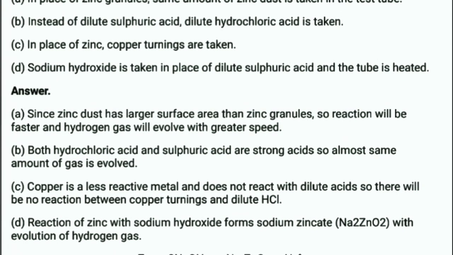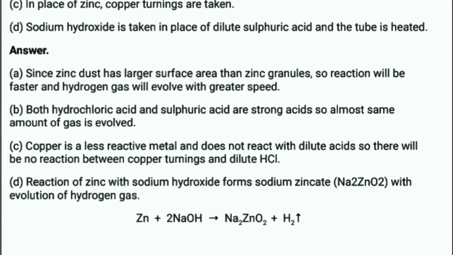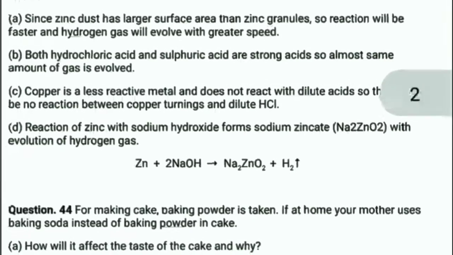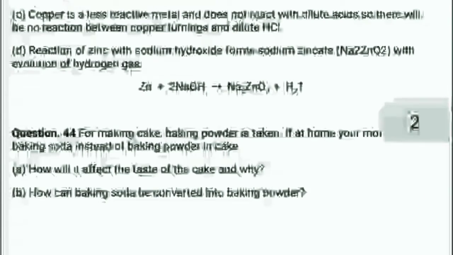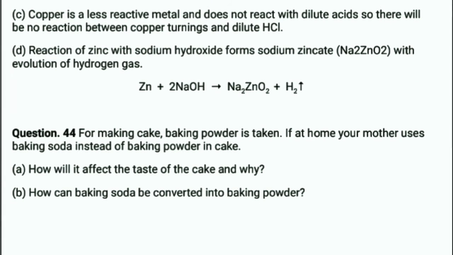Answer: Since zinc dust has a larger surface area than zinc granules, the reaction will be faster and hydrogen gas will evolve with greater speed. Both hydrochloric acid and sulfuric acid are strong acids, so almost the same amount of gas is evolved. Copper is a less reactive metal and does not react with dilute acid, so there will be no reaction between copper turnings and dilute HCl. Reaction of zinc and sodium hydroxide forms sodium zincate, Na2ZnO2, with evolution of hydrogen gas.